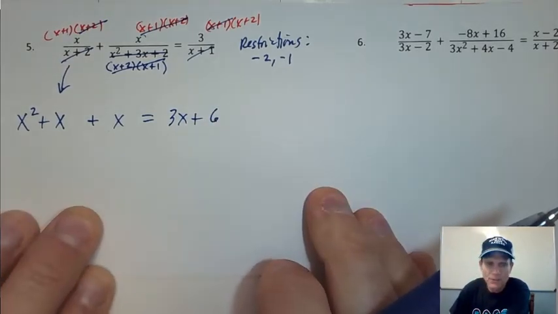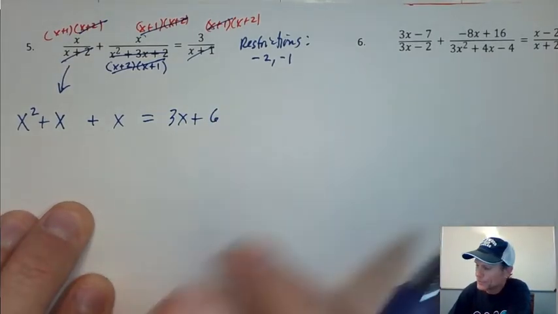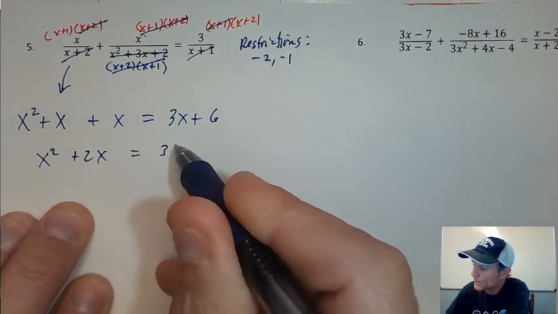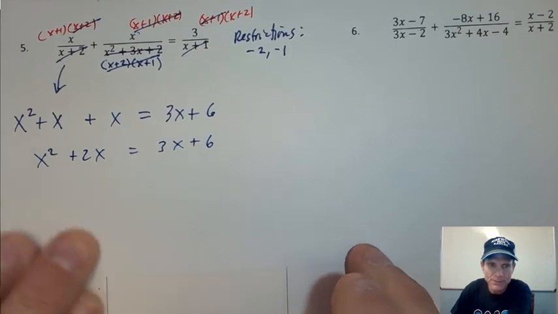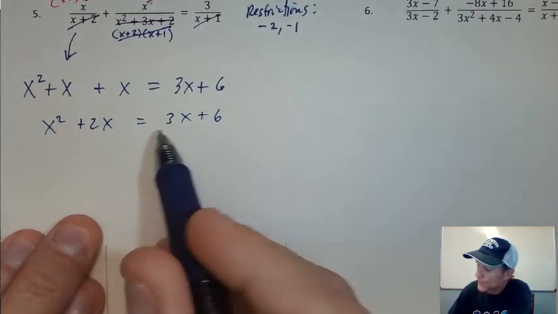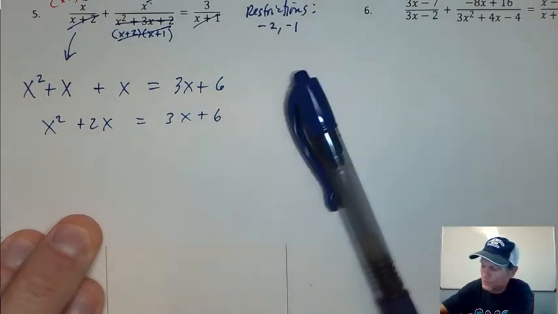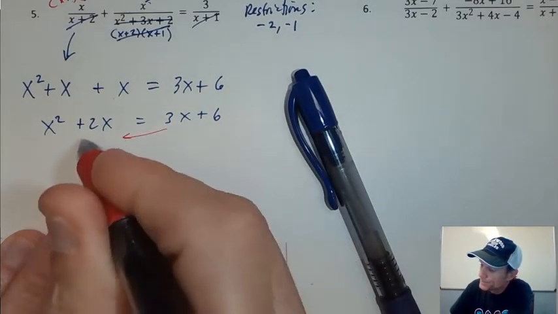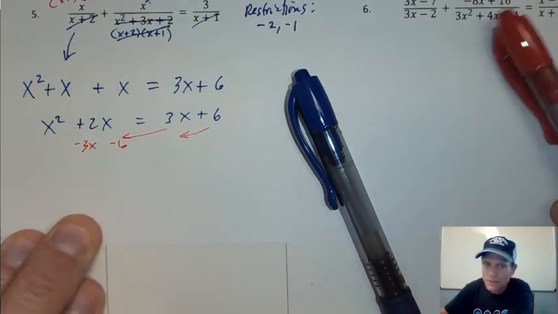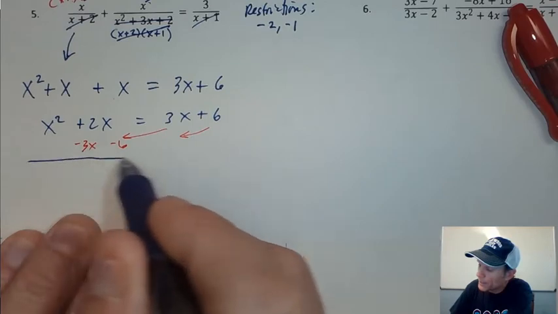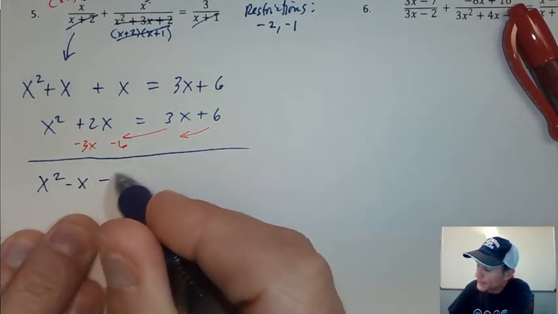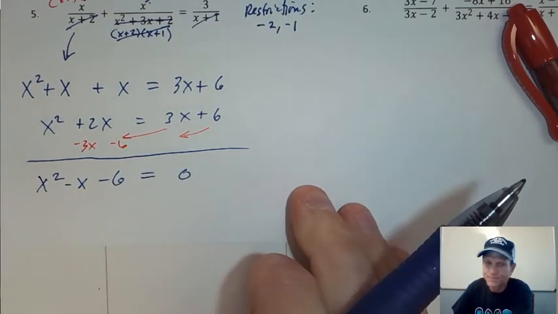Okay, so I'm going to collect all my terms on the left side. I'm going to clean up this left side a little bit first, by just adding the x's together. And then I'm going to move this 3x over, so I'll subtract 3x. And then subtract 6. Okay, so I end up with x squared minus x minus 6 equals 0.